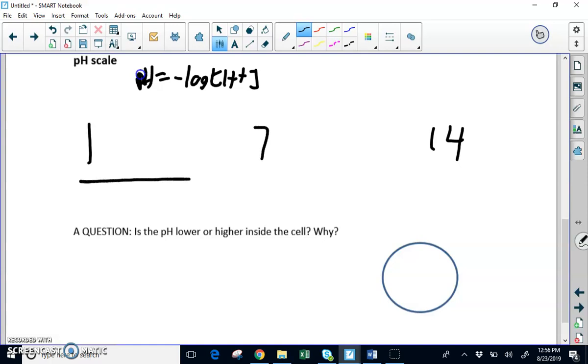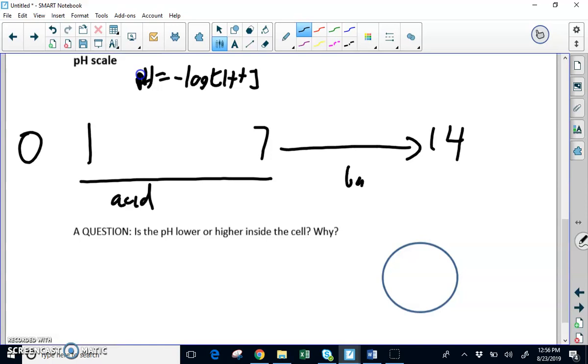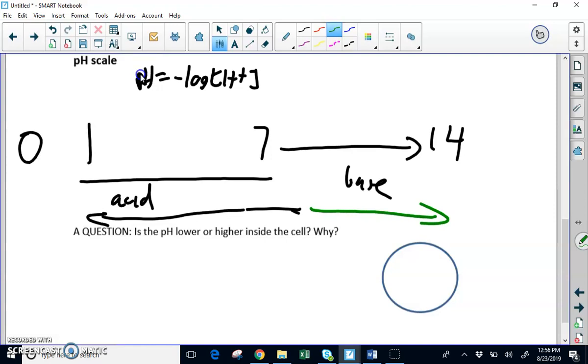Anything between 1 and 7, or really 0 and 7, I guess, is considered an acid. And anything between 7 and 14 is considered a base. As you go this way, you get more acidic. And as you go the other way, you get less acidic or more basic. So the lower the pH, the more acidic.